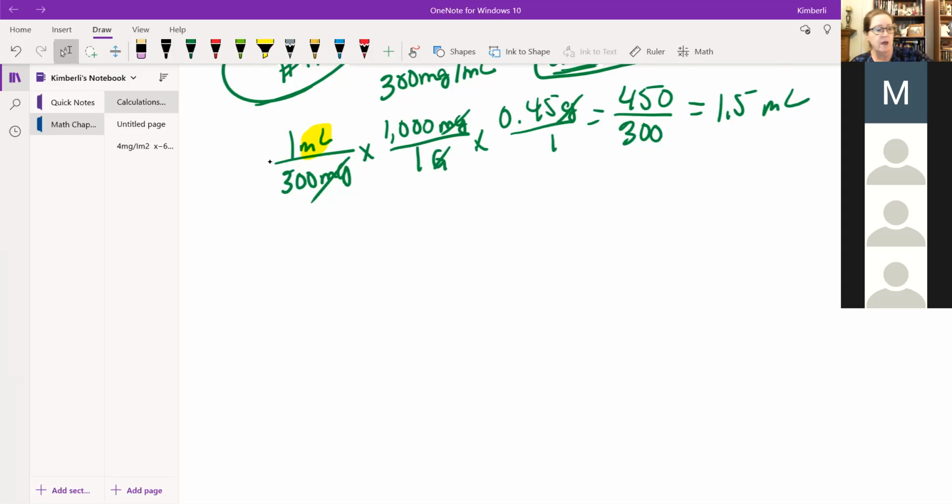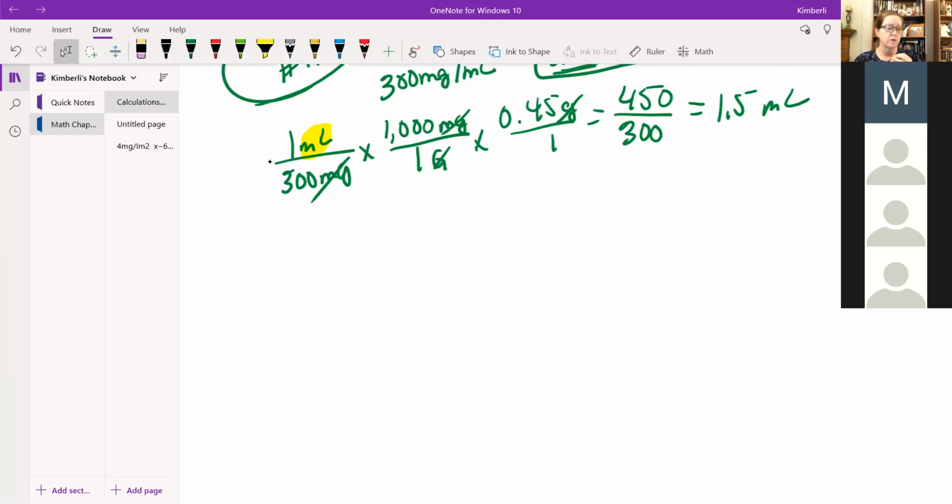So when we get a powdered drug, we always need to find out, what can I mix it with? What kind of diluent am I using? Most of the time, our diluents are going to be either sterile water or 0.9% sodium chloride, which is called normal saline. So they're going to be either normal saline or water.